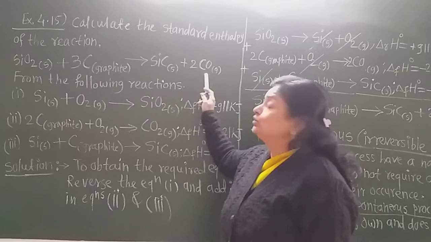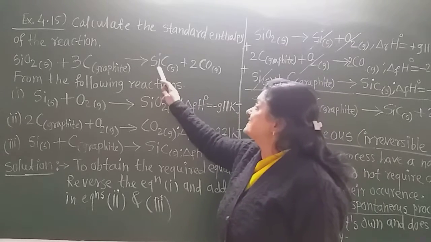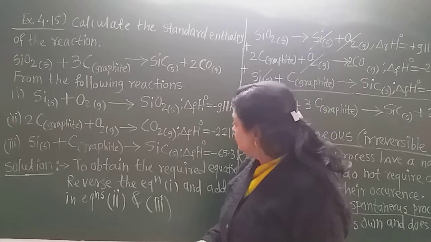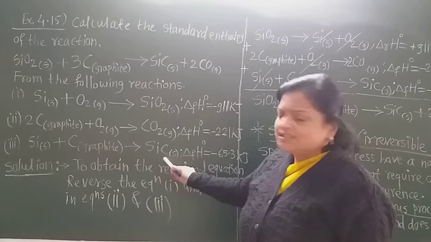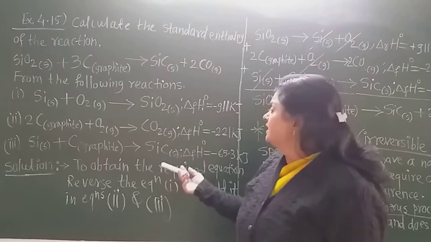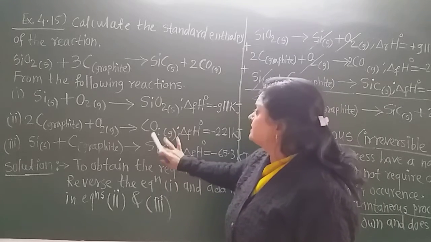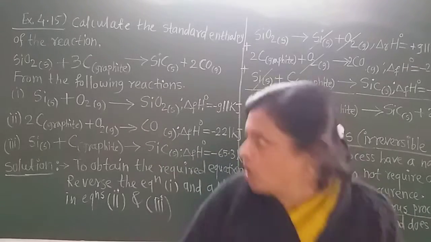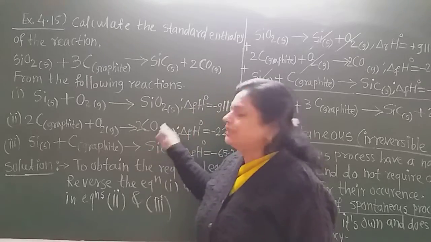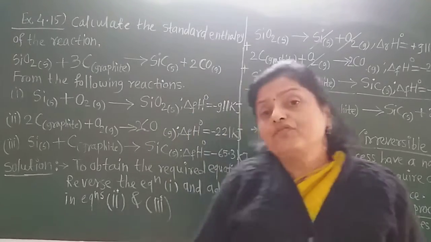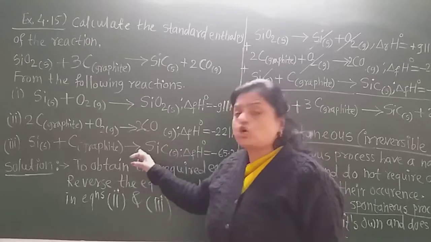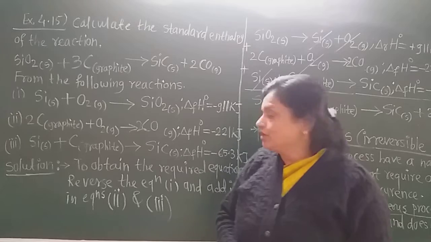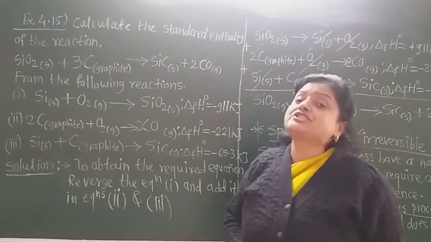And what is on the right hand side? The products are SiC, silicon carbide, and 2 moles of carbon monoxide. Silicon carbide is in the third equation on the right hand side, and the carbon monoxide gas, twice CO, is also on the right hand side in the second equation. That means we do not have to reverse the second or third, only reverse the first equation and add the three equations.